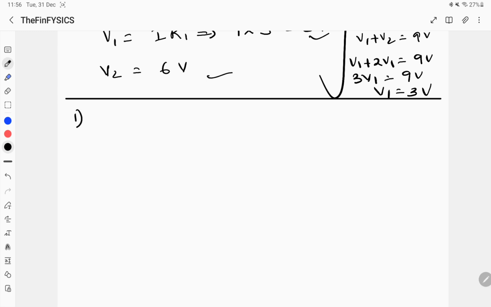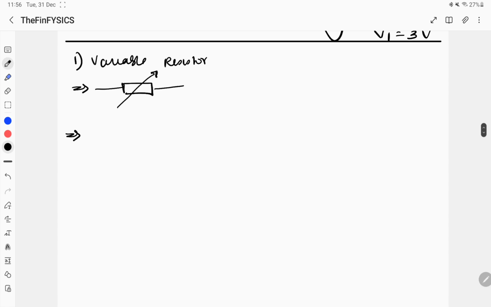The first thing you need to know is whenever the output is varying, you are going to use a variable resistor. What are the variable resistors you can have? You can either have a variable resistor that you are going to vary manually, or you can have variable resistors that depend upon the environment. Say for example a thermistor. Unlike normal resistors where temperature and resistance are directly proportional, in thermistors, as your temperature increases, your resistance decreases.